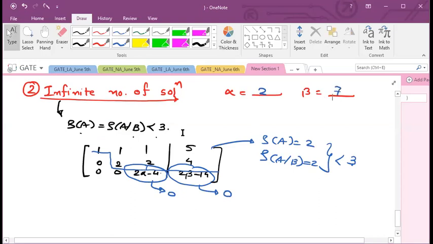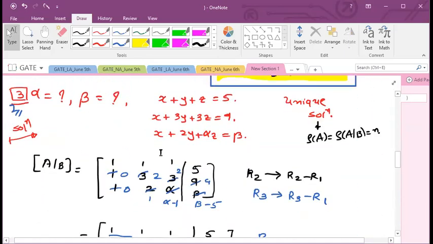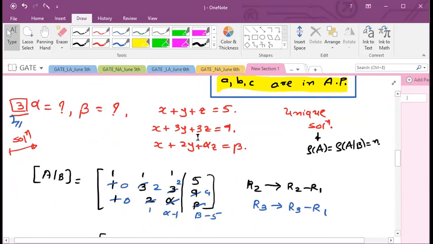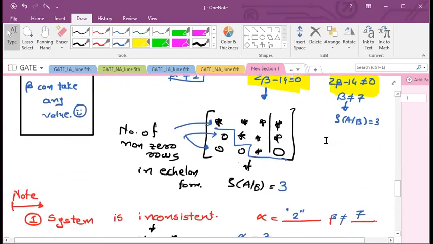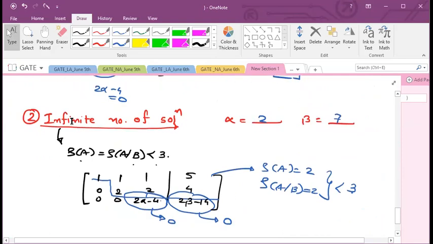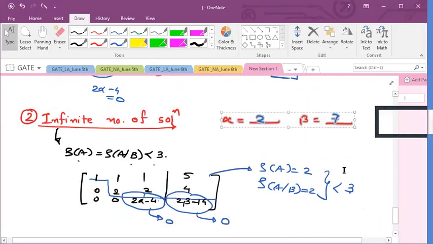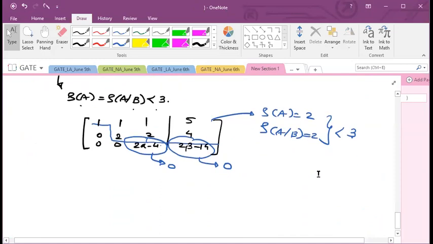So if you know this question, then you can definitely address all similar questions. If they are going to give you unknowns in these places, and they are going to ask you the condition for unique solution, or the condition for inconsistency, or the condition for infinite number of solutions, now you can definitely address this. Is it clear? Okay. Now let us see the next question.